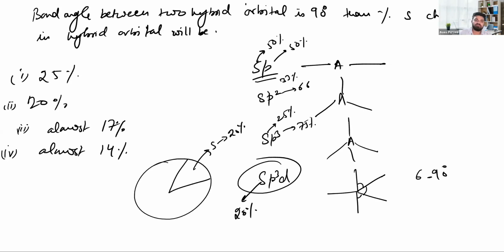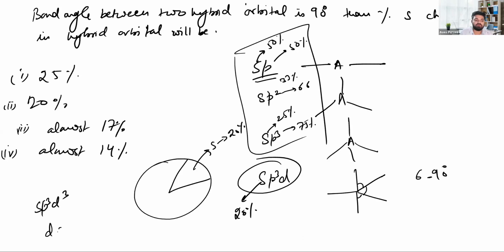Okay, I'm just going to explain this one because of time. So in SP3D we have 20%. Similarly, you calculate for SP3D2 and DSP2. We will have 17% in this one and 14% in this one. Sorry, 25% in DSP2, 25% in this one, and in SP3D3 we have only 14%.